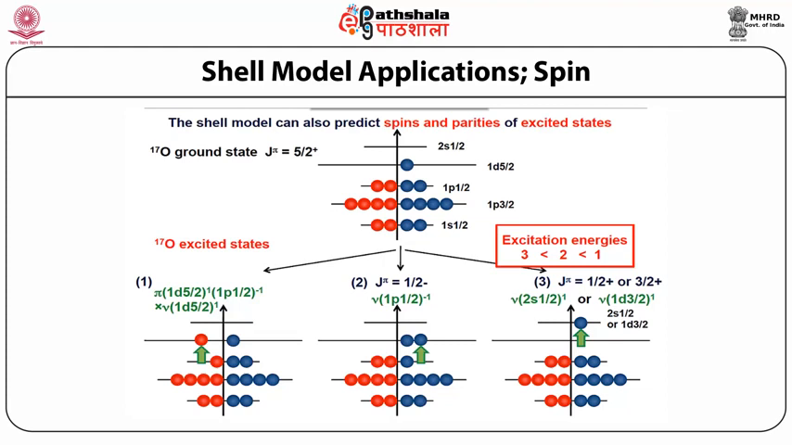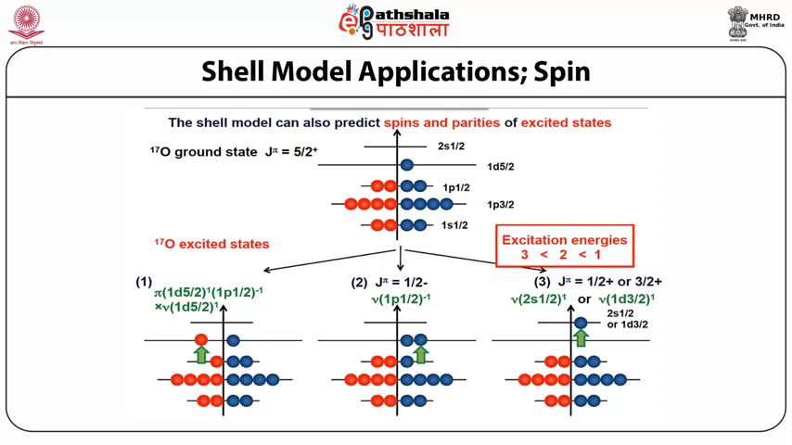One odd proton is in the d5/2 orbital, one odd proton is in the p1/2 orbital, and one neutron is in the d5/2 orbital. So, three odd particles are there, and in this case the ground state configuration can be written as π 1d5/2 1p1/2^-1 ⊗ ν 1d5/2^1.